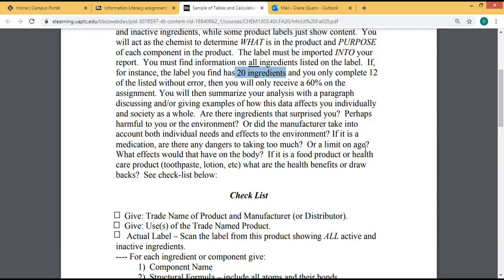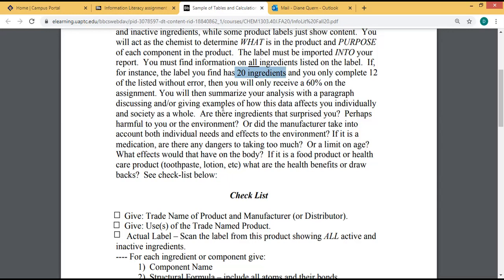This paper overall is 150 points. It's worth 10% of your grade, so it's worth the same amount as an exam. If you're not a good test taker or you didn't do that well on the first exam, here's your chance to really take your time, get 100%, and up your grade.